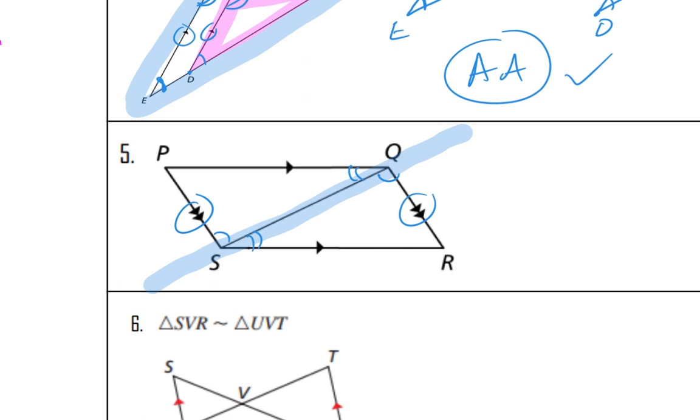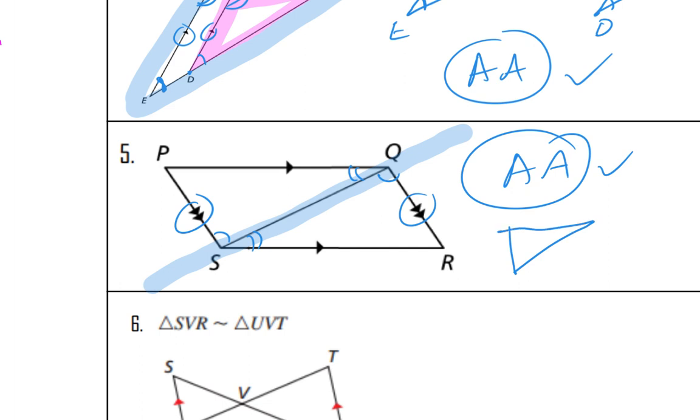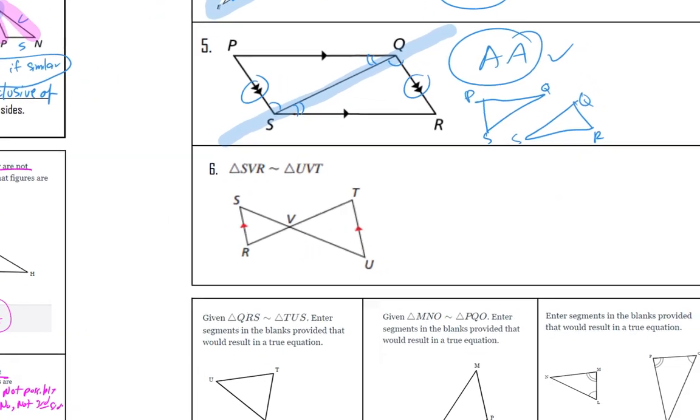So if that is an angle and an angle, then that's enough to prove that those are similar. If two angles are the same in those two triangles, because you can imagine we have a triangle like that and a triangle like that, one would be PQS and this one would be SRQ. All right, let's keep it moving.